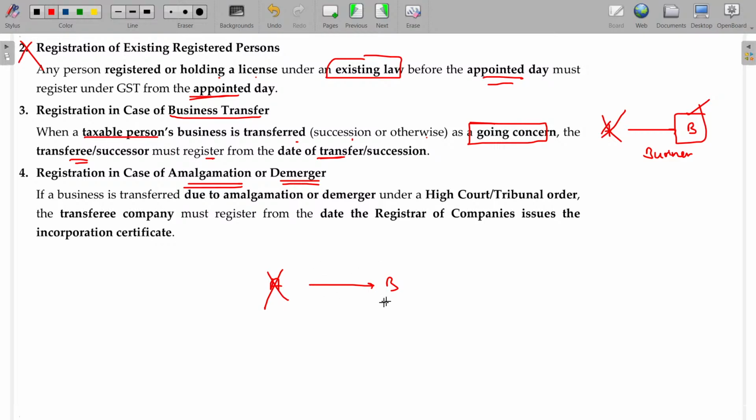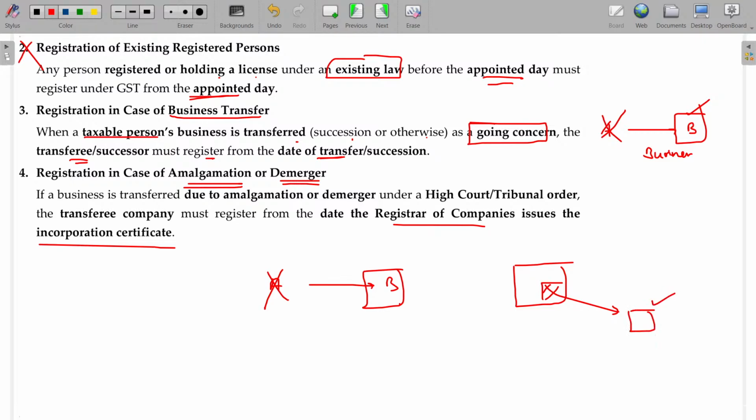Okay, in this case, from the date of registration, when you get the incorporation certificate from the registrar of company, B has to apply for the registration. In case of demerger, one of the units is spun out and forms a new entity. This new entity should be registered when you get the incorporation certificate from ROC. A registrar of company issues the incorporation certificate. Okay, due to amalgamation and demerger, under High Court or tribunal order, the transferee company, the new entity, must register from the date the registrar of the company issues the incorporation certificate.